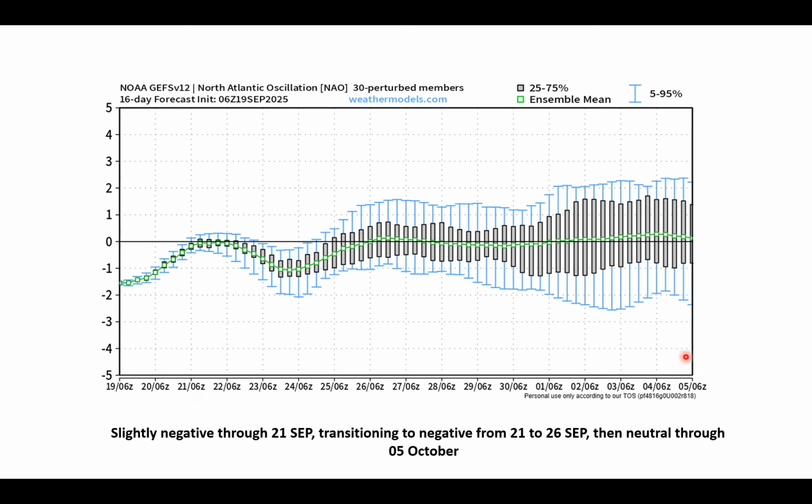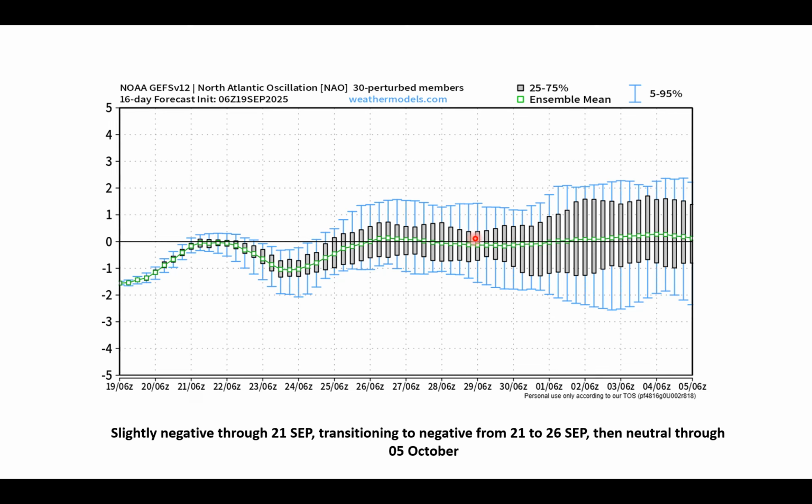And then the NOAA GEFS V12 NAO 30-member forecast. This goes out to the 5th of October, showing a slightly negative NAO on the GEFS V12 model through the 21st of September, transitioning to negative from 21 to 26 September, then neutral through the 5th of October.